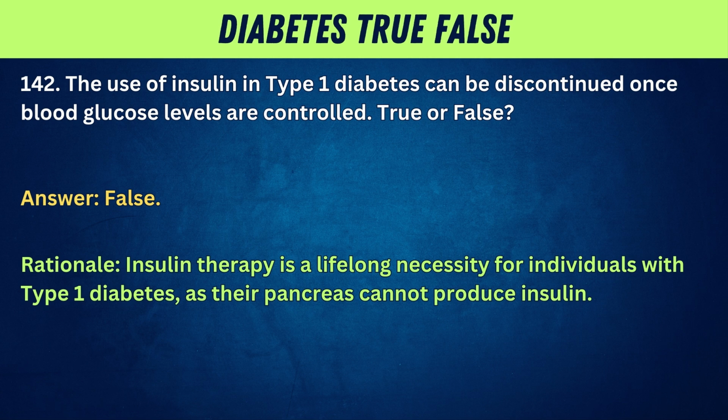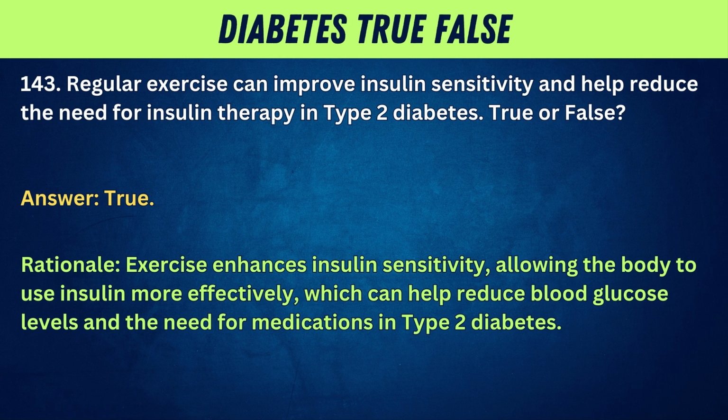True or false? Answer: false. Rationale: insulin therapy is a lifelong necessity for individuals with type 1 diabetes, as their pancreas cannot produce insulin. 143.